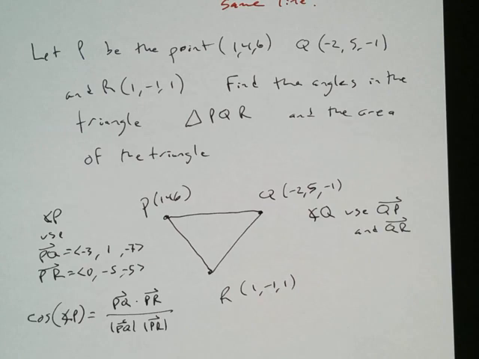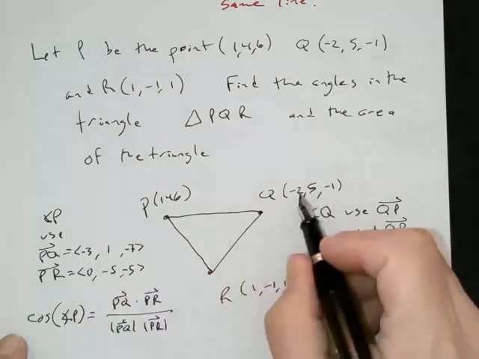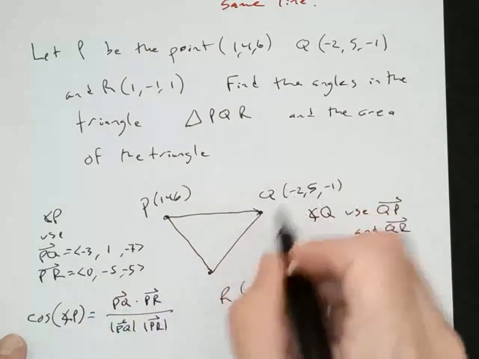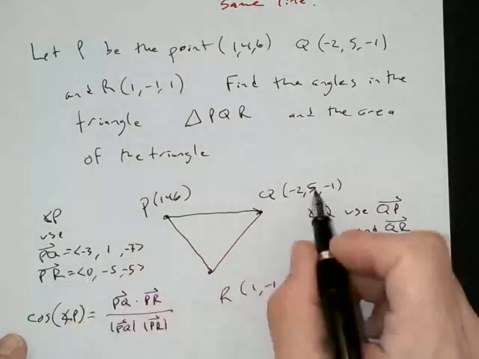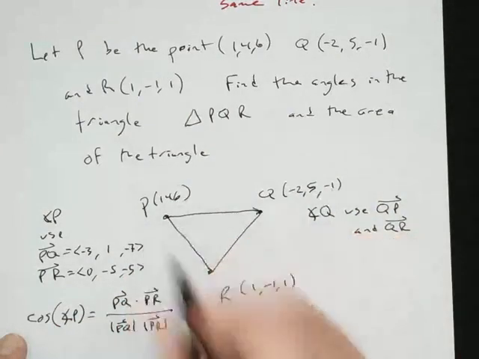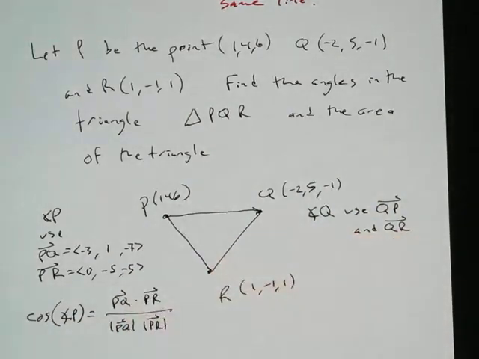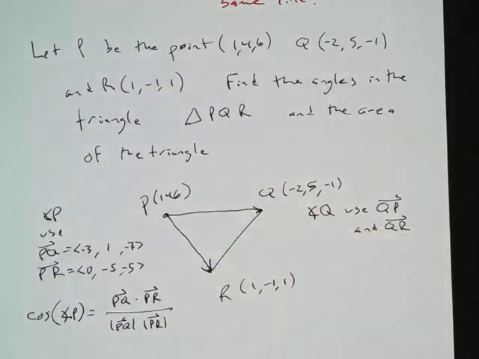Maria, question? How do you get it? Oh, it is head minus tail. So it's -2 minus 1, 5 minus 4, and -1 minus 6. Okay. And then PR the same way. So I can get all 3 angles. Check.